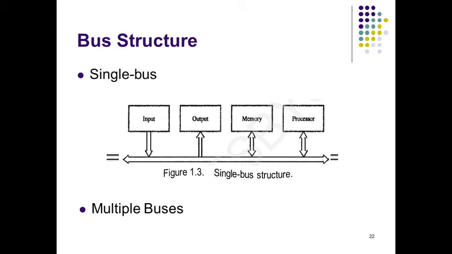The systems that contain multiple buses achieve more concurrency in operations by allowing two or more transfers to be carried out at the same time. So this will lead to better performance but at an increased cost.